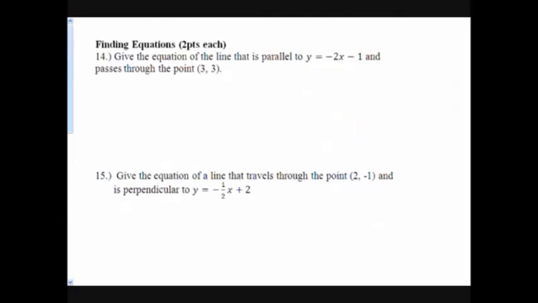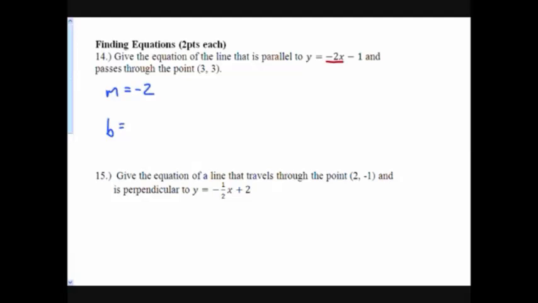Taking a look at the next example. Here we want to write the equation of the line, and the 2 things we need to write the equation of the line are the slope and the y-intercept. Since this one tells us it's parallel to this line has a slope of negative 2, and parallel lines have the same slope, so our slope is also going to be negative 2.